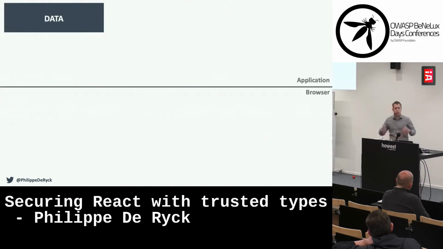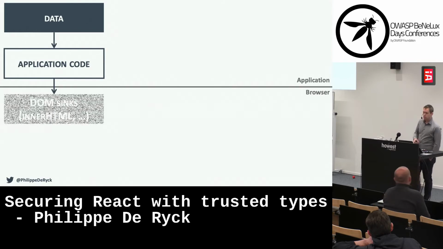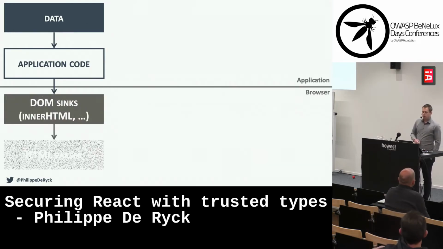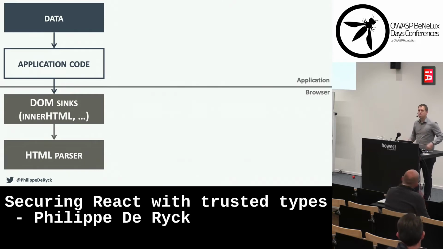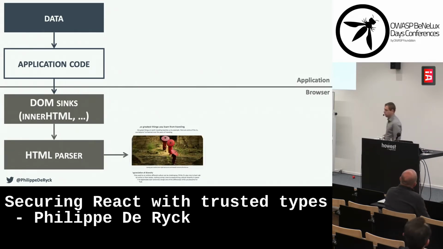So what's the process there? You have the data. Your application code is going to handle that data, assign it into the DOM using a sink, a DOM sink like innerHTML. The HTML parser picks it up, sees like, ooh, that looks like HTML, I know what to do with that, and you get your beautiful document. That's what I just explained. I'm going to use this picture throughout the presentation to show you how we're going to change things with Trusted Types, but we'll get to that.